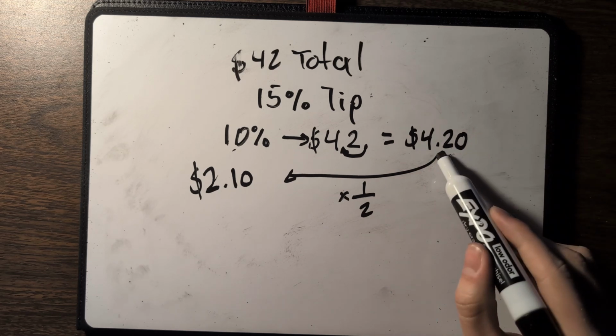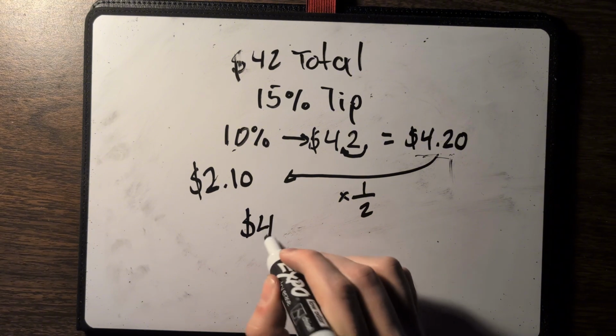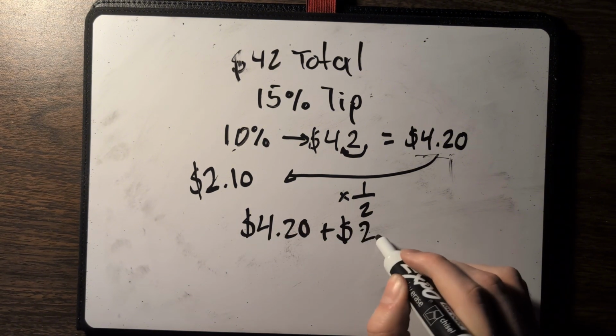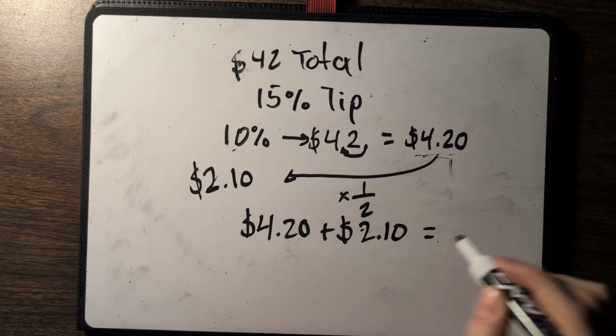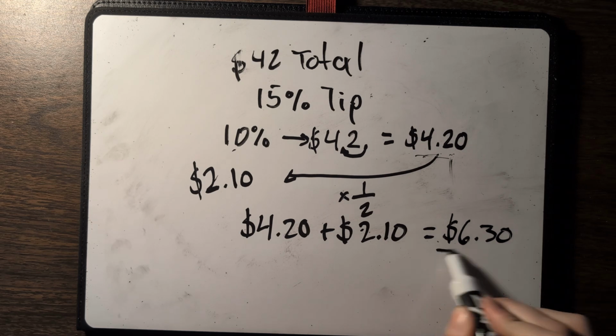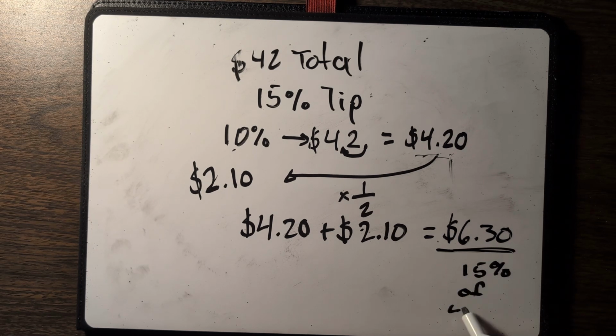Then if we add $4.20 and our $2.10, this is going to equal $6.30, which is 15% of $42.